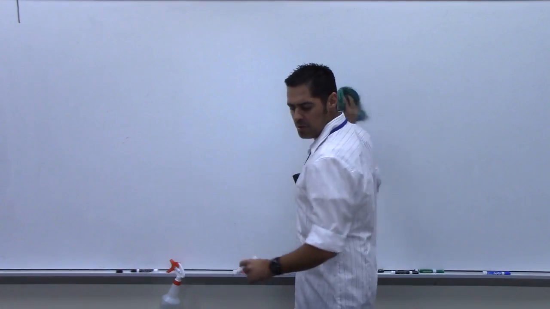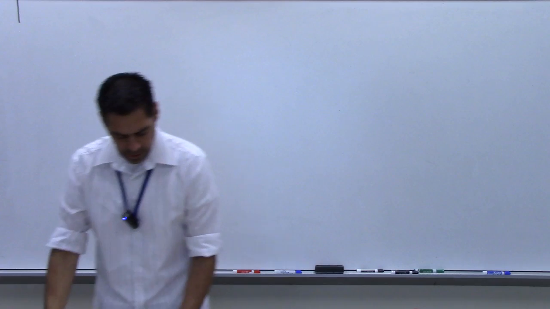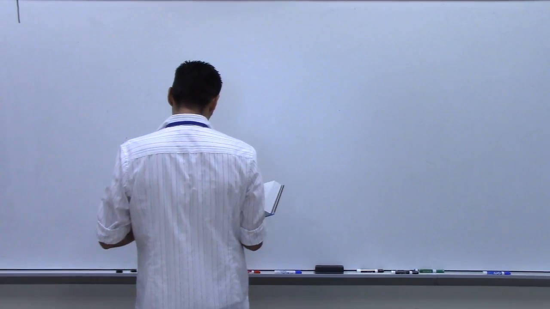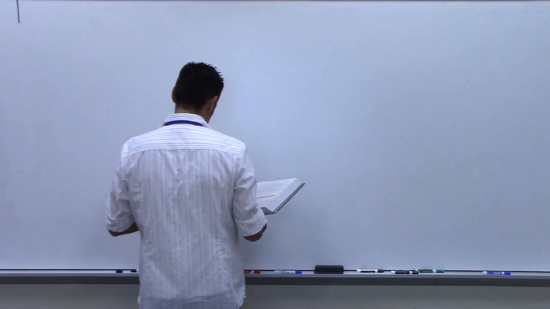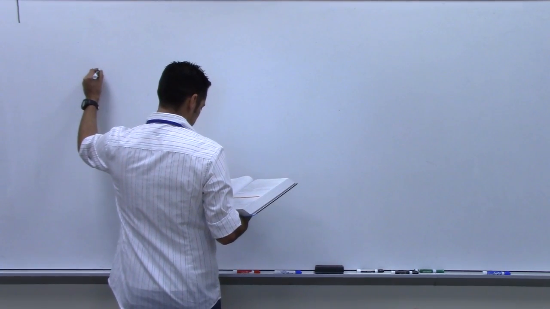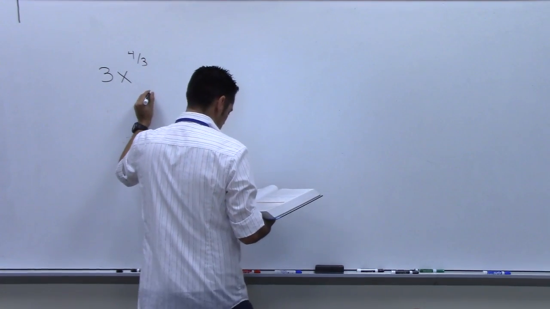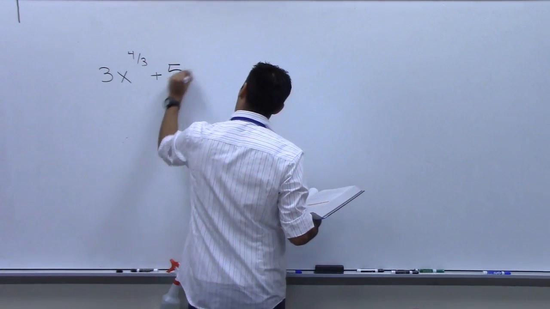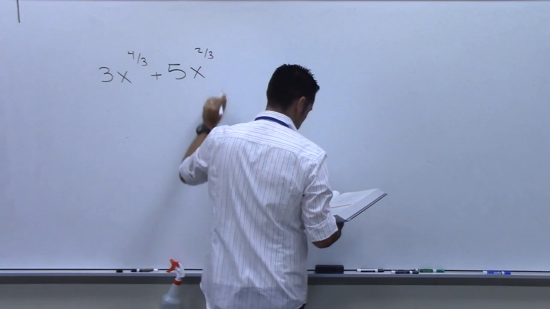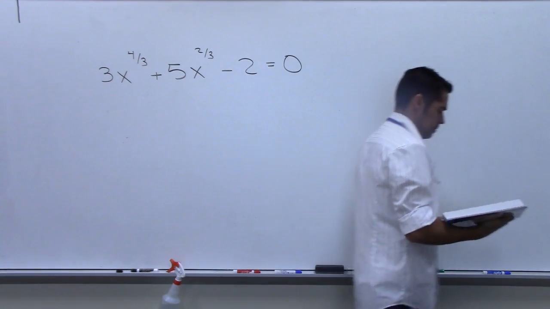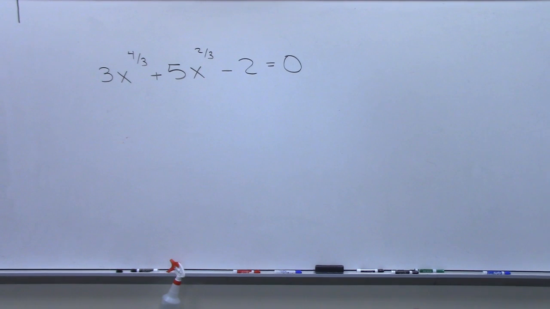Okay, I'm not going to work through this one. I just want to show you, and then you can tell me what I should do. How about 3x to the 4/3 plus 5x to the 2/3 minus 2 equals 0. So does that look like quadratic form to you?